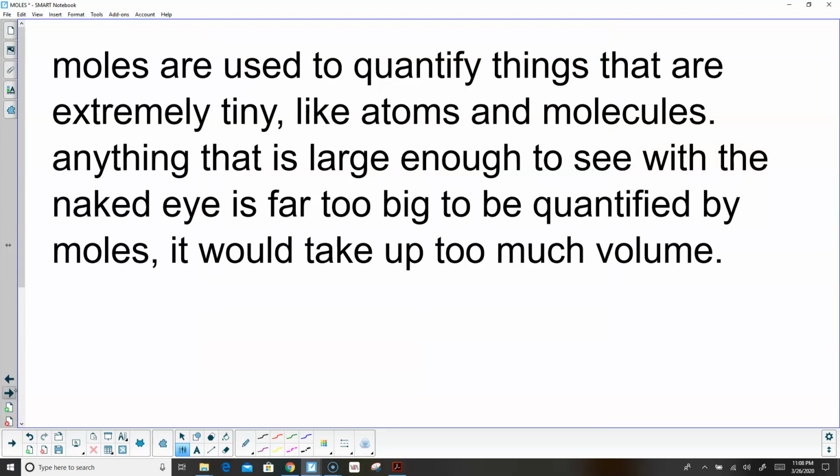Moles then are used to quantify things that are extremely tiny, like atoms or molecules. Anything that's large enough to see is far too large to be quantified by the mole and would take up just too much space. So the only thing you'll ever really see moles attached to is atoms and molecules. You can measure subatomic particles like electrons with it, but that's about it. Anything else, far too big.